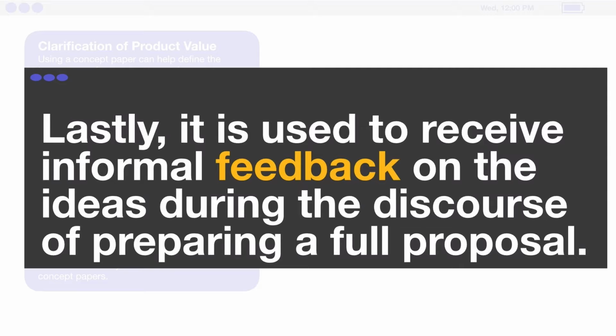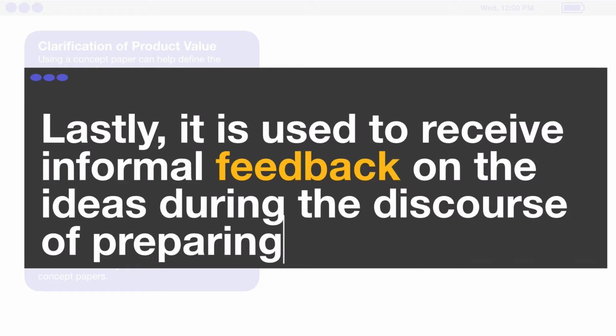In short, a concept paper is a preliminary document for a proposal. It shows a preview of the improvement that the proposer would like to implement.